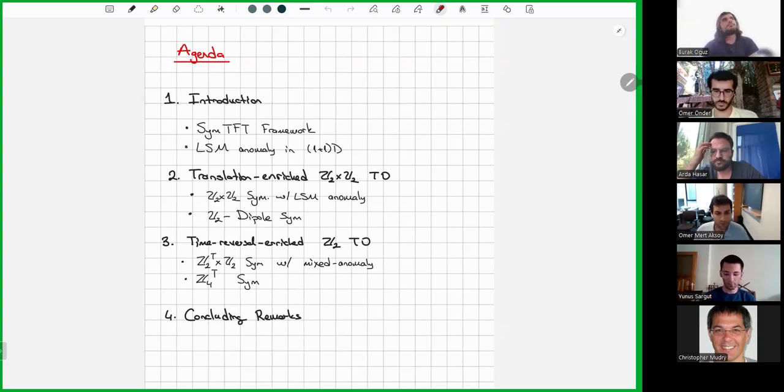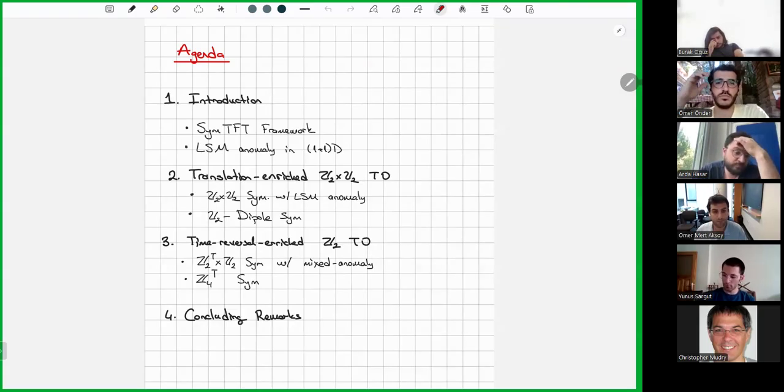So I'll have two main examples of such topological orders. One will be a translation-enriched topological order. The other one will be time reversal-enriched topological order. And then I'll have some concluding remarks about the general framework. So the examples will be perhaps the simplest examples that this framework works for.